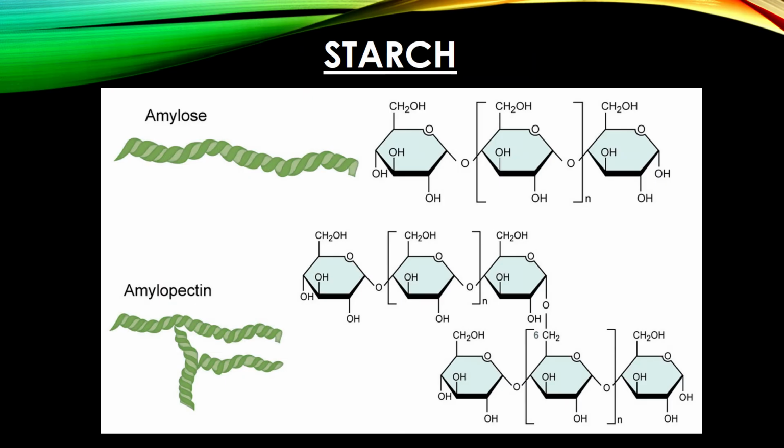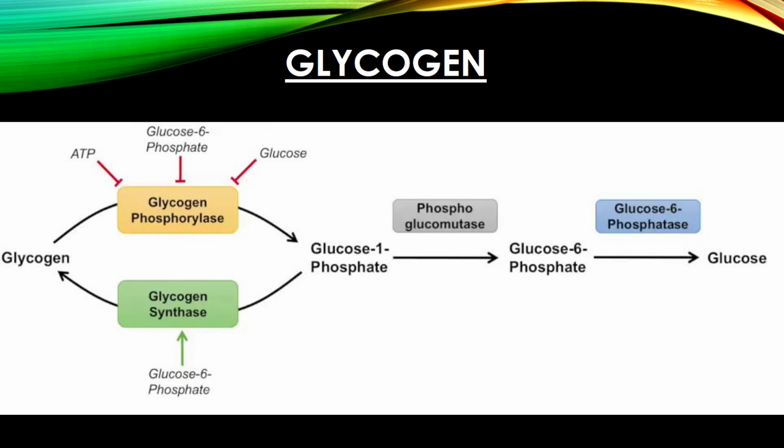In plants, glucose is stored in an elongated chain, with two types of polysaccharides: a linear chain of glucose called amylose, and a highly branched chain of glucose called amylopectin. Starch, the storage carbohydrate in plants, is a mixture of amylose and amylopectin. In animals, fungi and bacteria, glucose is stored in a multi-branched polysaccharide called glycogen. The process of building glycogen is called glycogenesis, and the breaking down of glycogen, releasing glucose, is called glycogenolysis.